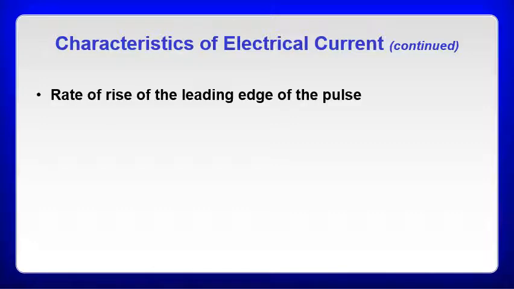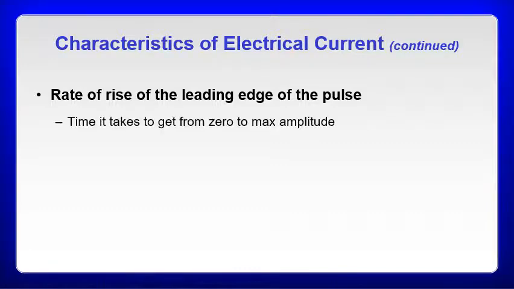So some other characteristics of electrical current: the rate of rise of the leading edge of the pulse. This is a parameter incorporated into the waveform, but it also affects the type of nerve targeted. The rate of rise refers to the time it takes to get from 0 to max amplitude. A fast rate of rise is necessary, particularly when you have low capacitance tissue such as large motor nerves, in order to get stimulated.